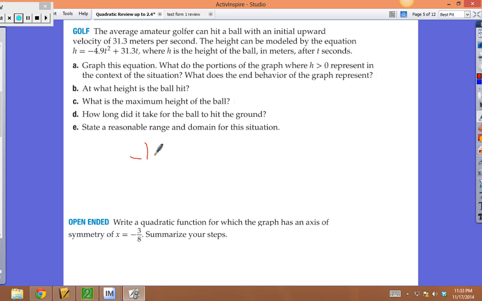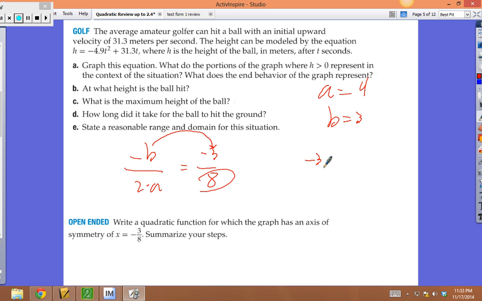So, axis of symmetry, you've got to memorize -b over 2 times a, and it needs to equal -3/8. So I'm supposing I want my b to be 3. Let b equal 3. And then I want my a to end up at 8, and I have to have a 2, so a is going to be 4, because 2 times 4 is 8. So will that work? If b is 3 and a is 4, x equals -b over 2 times a.